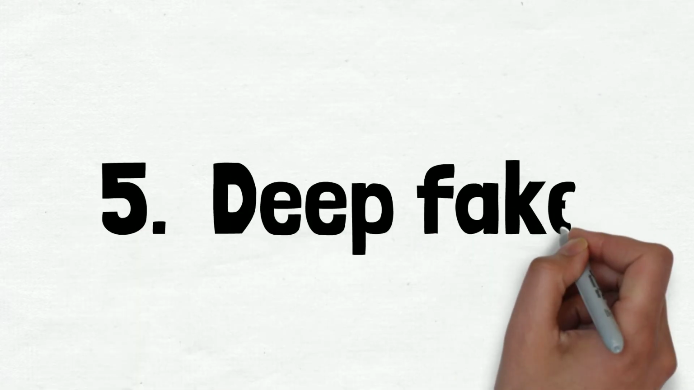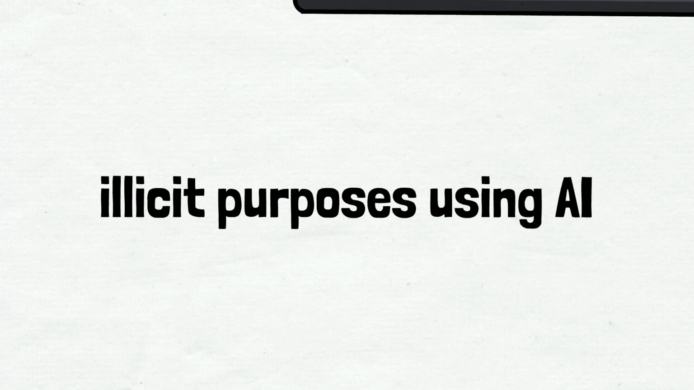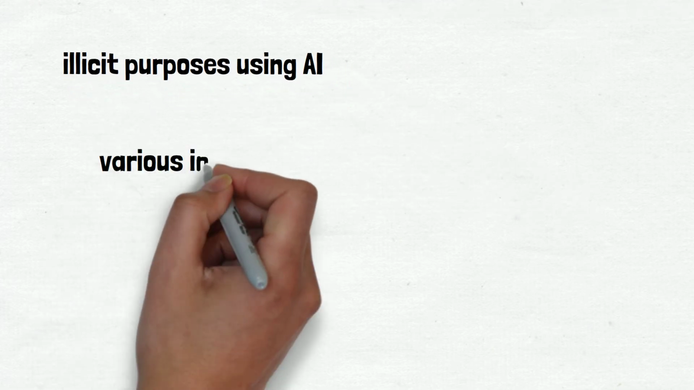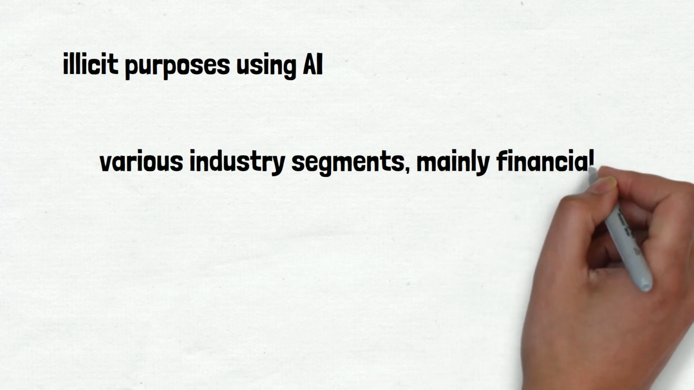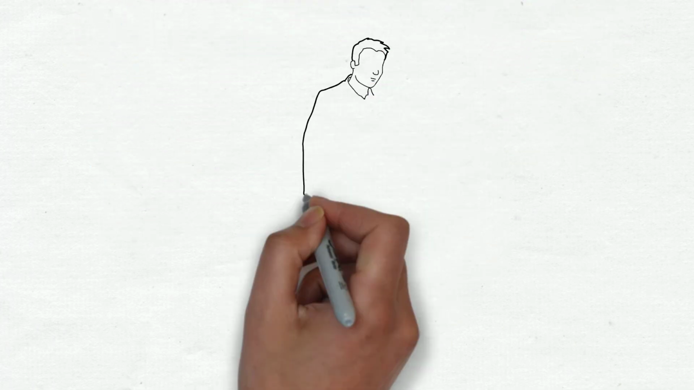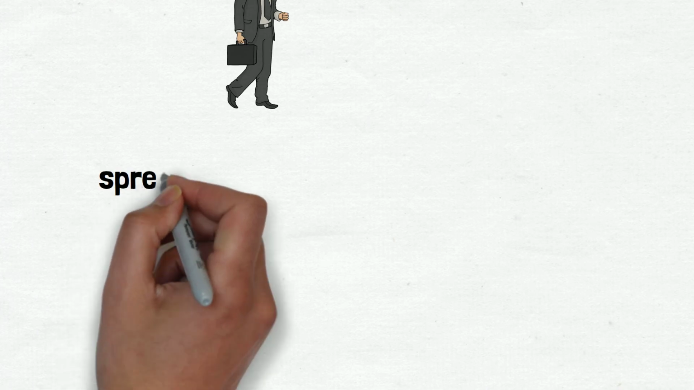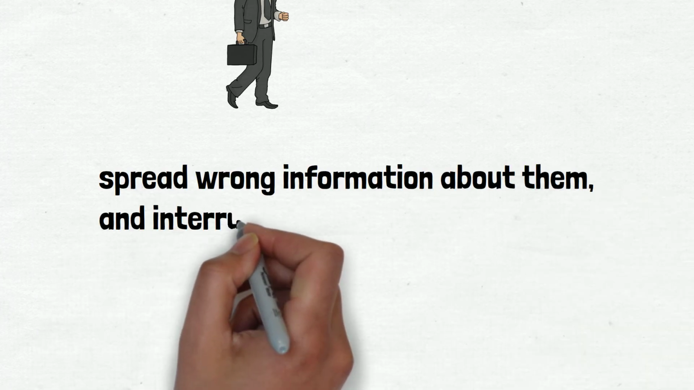Number 5 is deepfake. Deepfake is a fake video or audio recording that cyber criminals use for illicit purposes using AI. For instance, amateurs and criminals have created deepfakes by swapping people's faces in videos or altering the audio track. As this technology matures, cyber criminals use it to foster disruption across various industry segments, mainly financial markets, media and entertainment, and politics. And in the business world, these AI-based fake videos or audios can be used to impersonate top officials of the company, steal millions from enterprises, spread wrong information about them, and interrupt business operations.